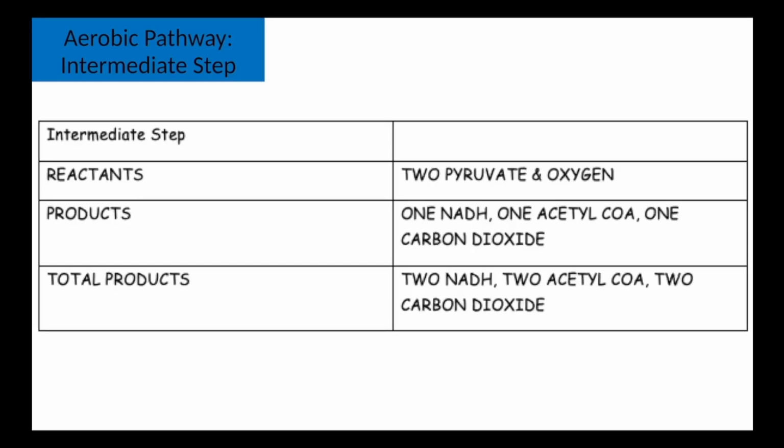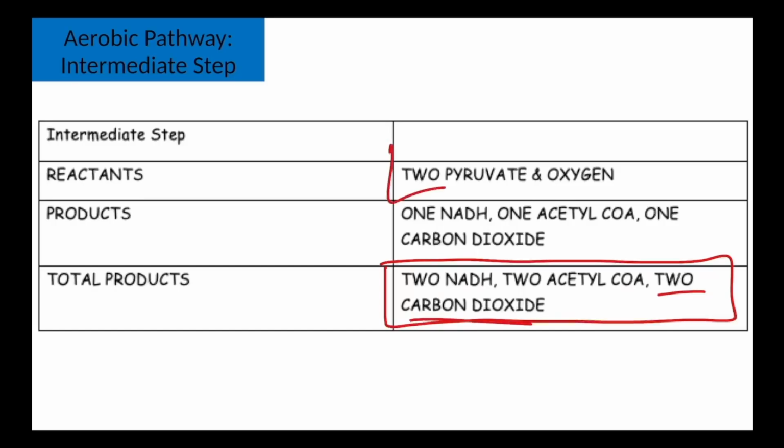So here's what would occur, our products for the intermediate step. Now we've got 2 NADH because it happened twice, 2 acetyl coenzyme A, and 2 CO2 molecules, because again it happened twice from the 2 pyruvates and the oxygen that we started with.